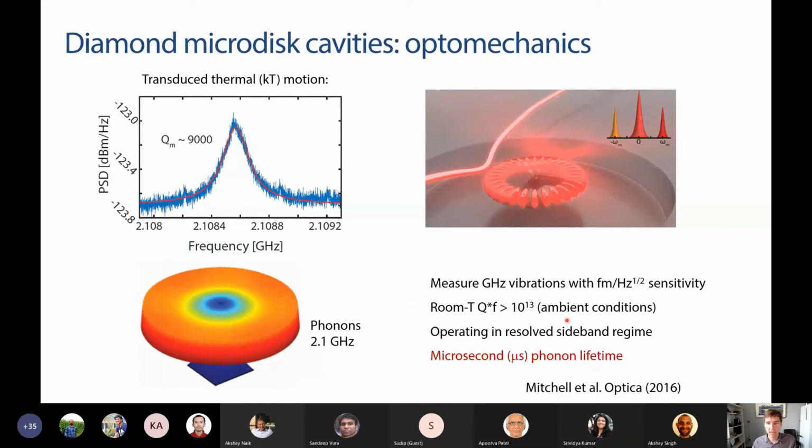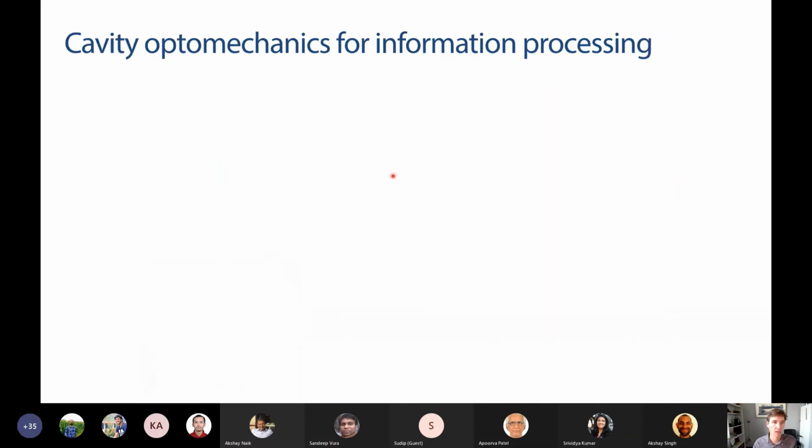So this was a very nice result, kind of like the first cavitation mechanics result in our group using diamond, and was an important step for us towards doing some of the things that I talked about in the introduction. And the rest of my talk will be focused on how we can harness our ability to couple to these mechanical modes to perform interesting applications.